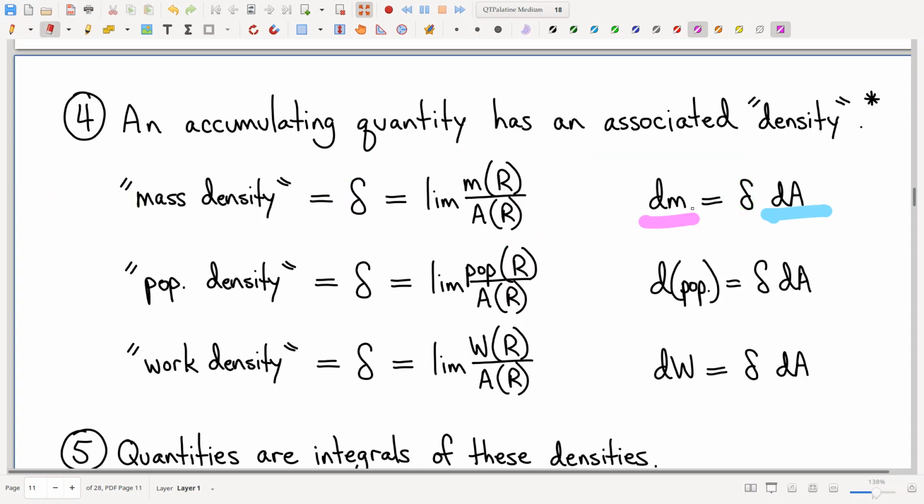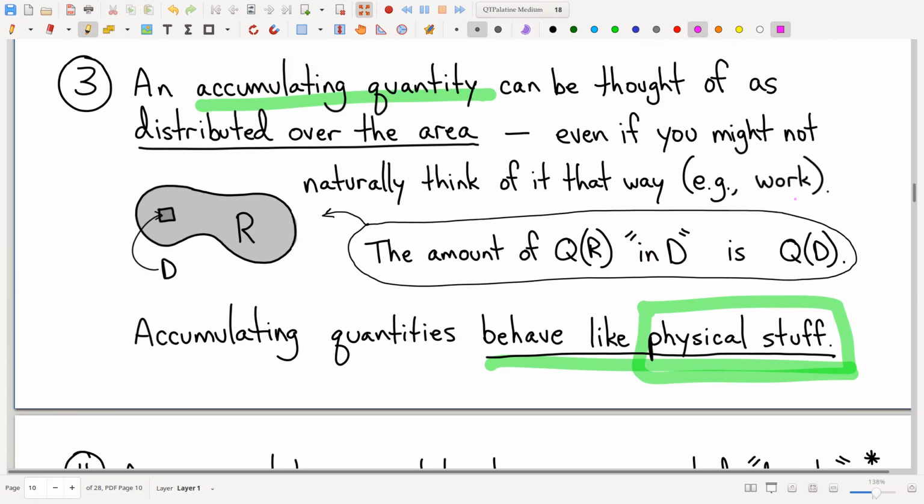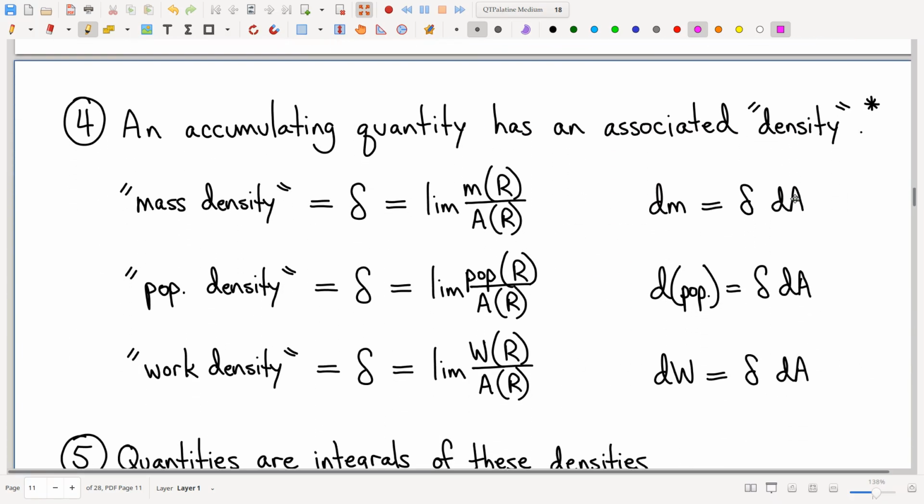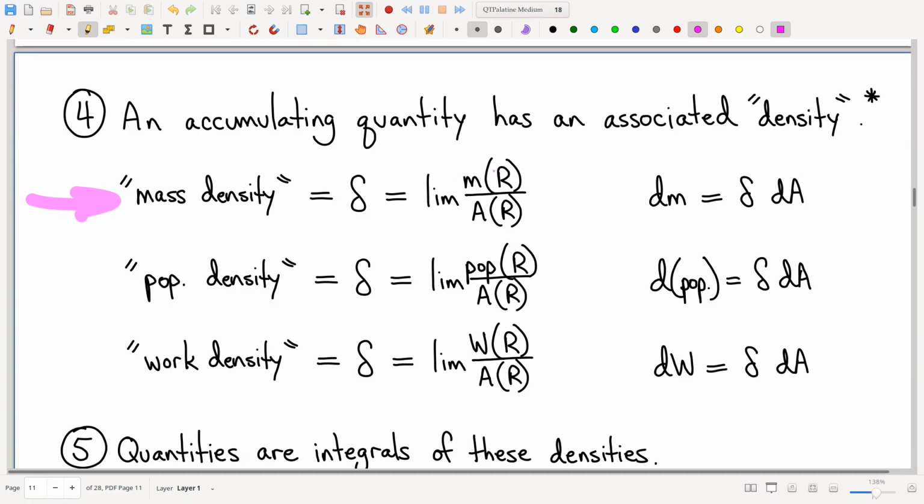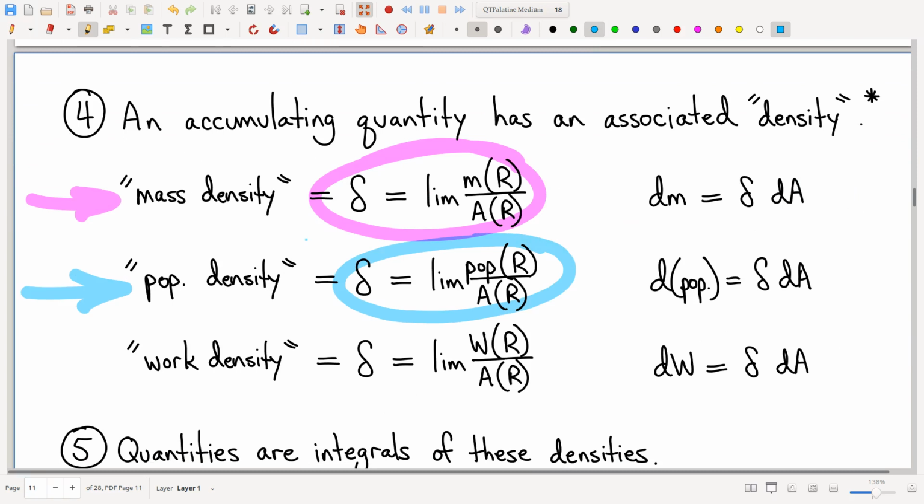So again, you can do this with any kind of stuff. Reminder: accumulating quantities, we can pretend that they are physical stuff. And so I'm going to do the same thing here, not just for mass density or population density, different kinds of stuff but still stuff per unit area, but also for these non-stuff accumulating quantities like work. How many calories am I going to burn from the exercise I get from rubbing the bottom of the swimming pool with a toothbrush? Well, I can talk about work per unit area. Whether it is or isn't actually physical is irrelevant.